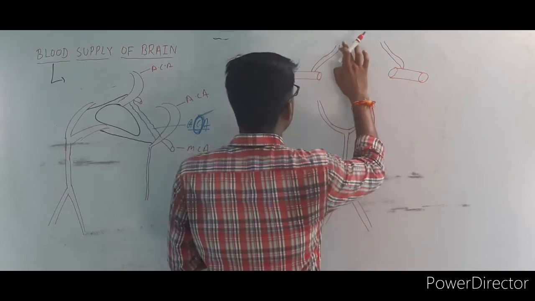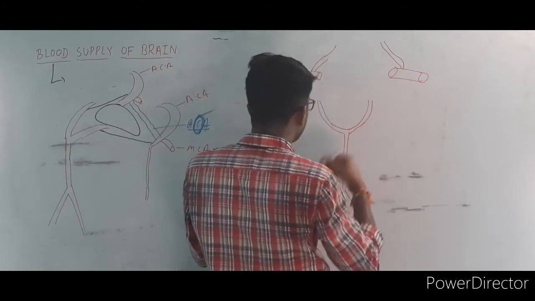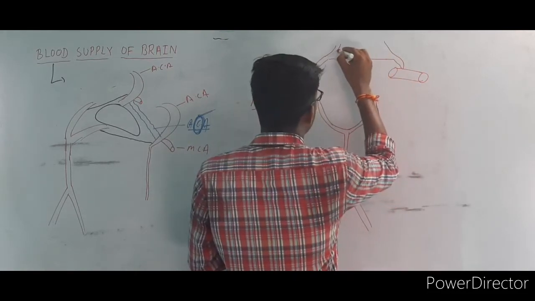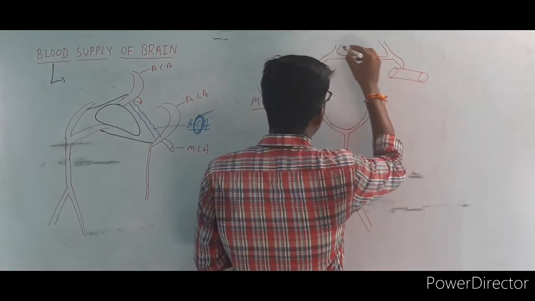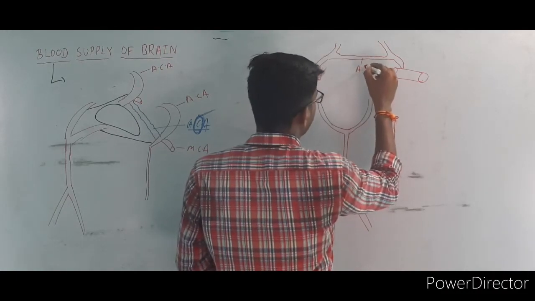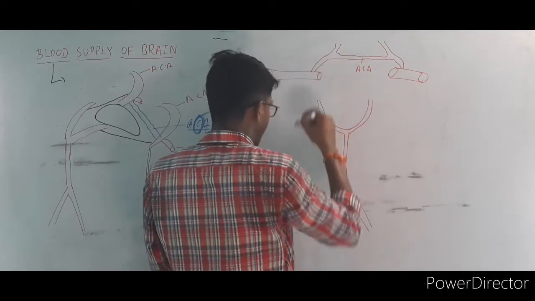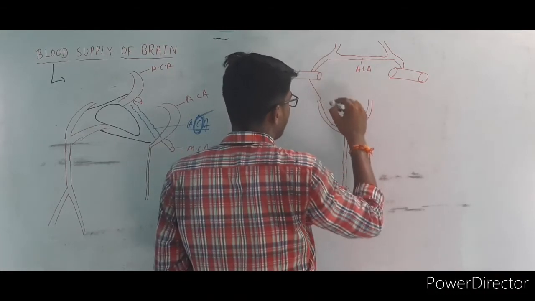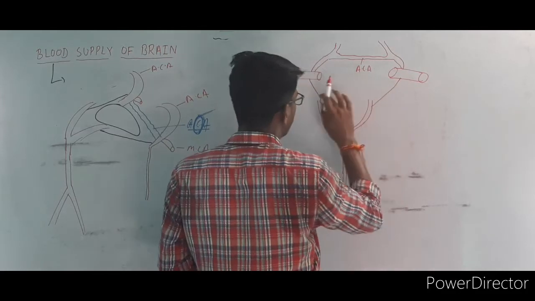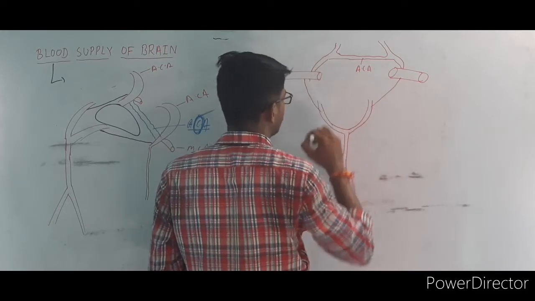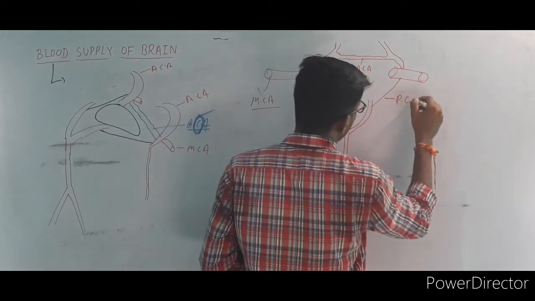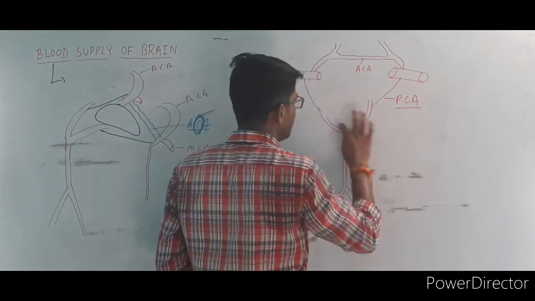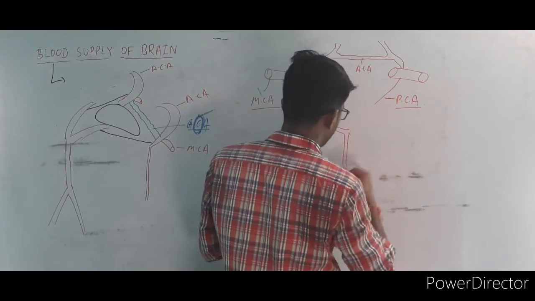In between these two arteries there is one communication. That is called the communicating artery, the anterior communicating artery. And from here one artery will come. This is the posterior communicating artery. So this artery is like a terminal artery.